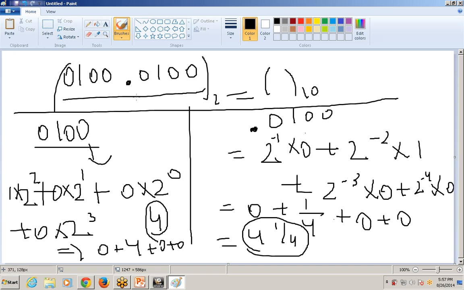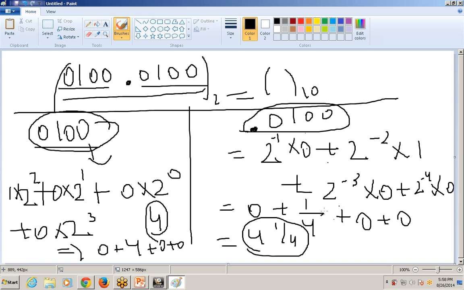This is the way we can convert a binary number into decimal form. The procedure is that first of all we divide, or bifurcate, the number into two parts: one is your integer part, one is your fractional part. First calculate the integer part, and then calculate the fractional part using the same concept, after the dot. This is the syntax, and then at last we sum the values, that is 4 and 1 by 4. So this is how we can convert binary into decimal form.